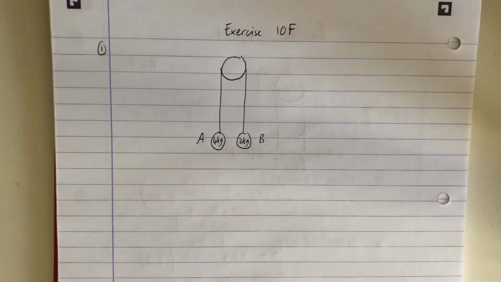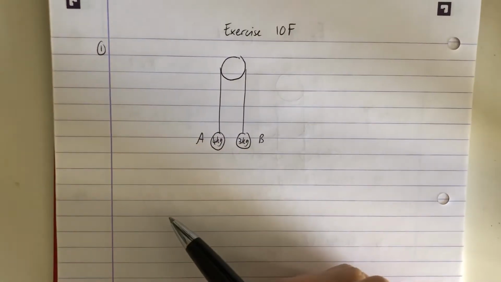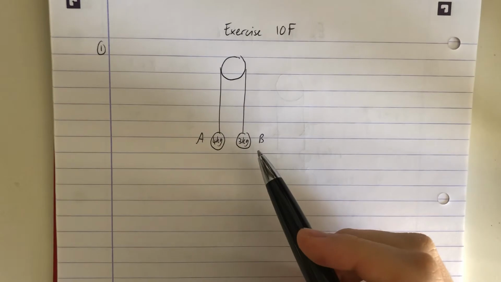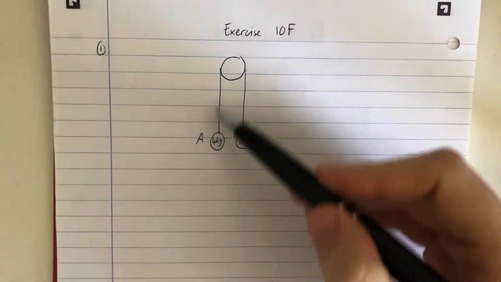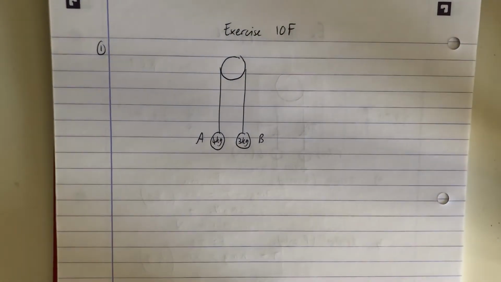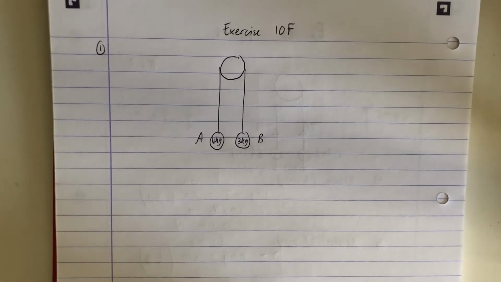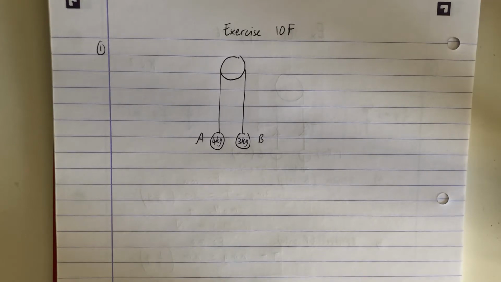Okay, just going to go through question 1 from exercise 10F. We've got two particles, A and B, of masses 4 kilograms and 3 kilograms respectively, connected by a light inextensible string which passes over a small smooth fixed pulley. Particles are released from rest with the string taut. Find the tension in the string.